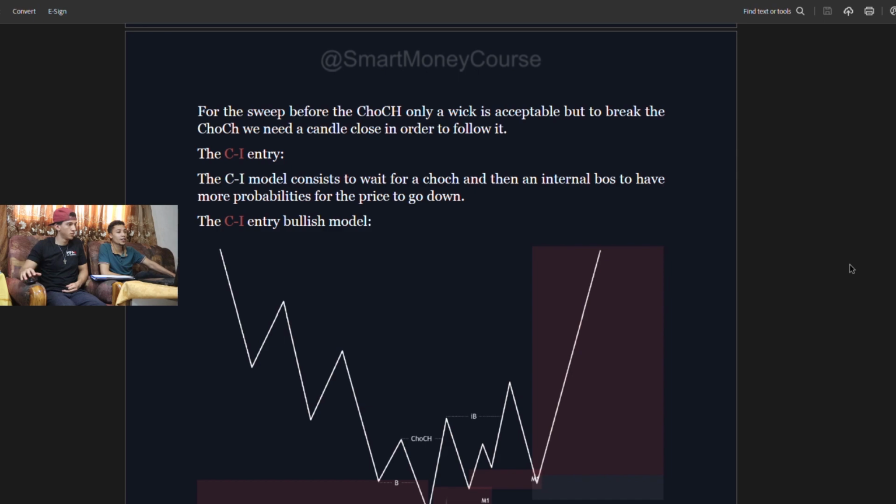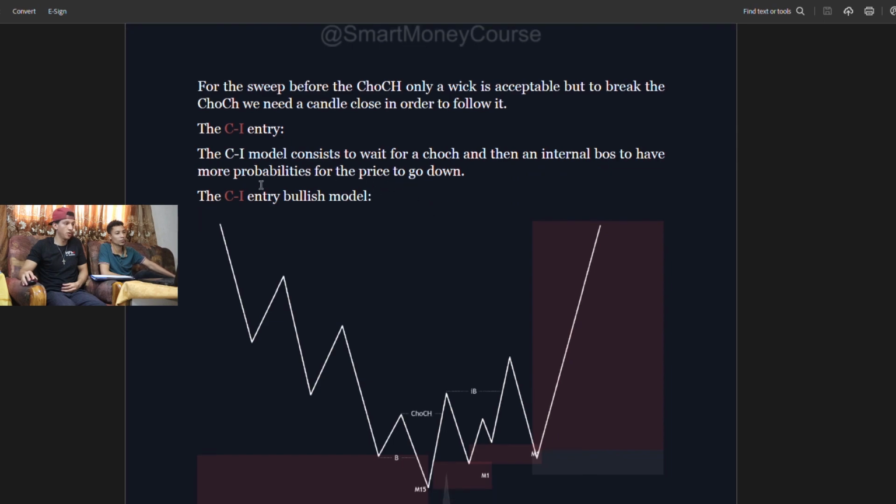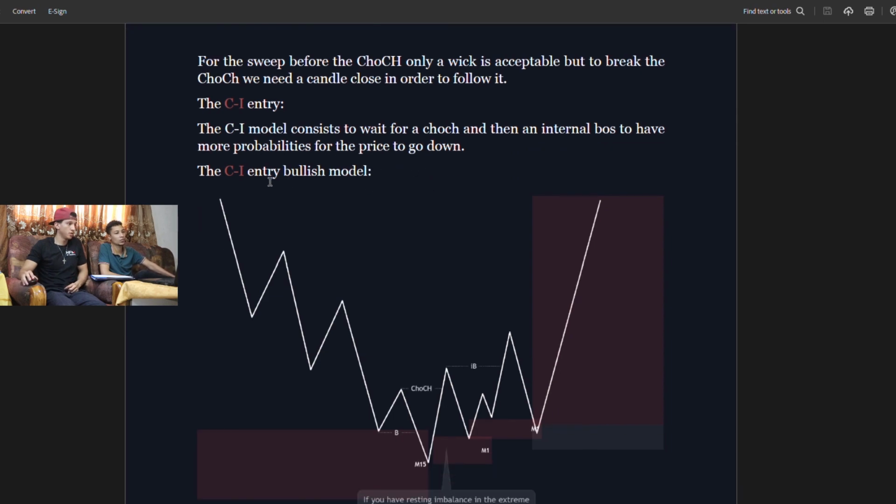So C1 in 3, change of character 1 in 3. The C1 model consists of waiting for a change of character, and then an internal break of structure, to have more probability for the price to go down. So this is very core. This is the C1 entry. This is how we saw here, the C1 entry bullish model.